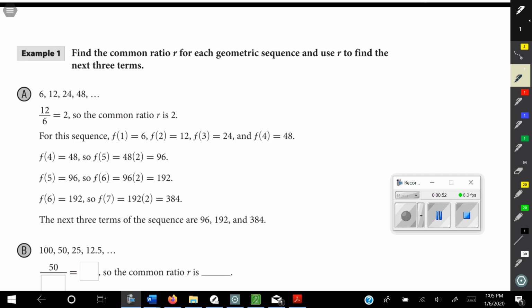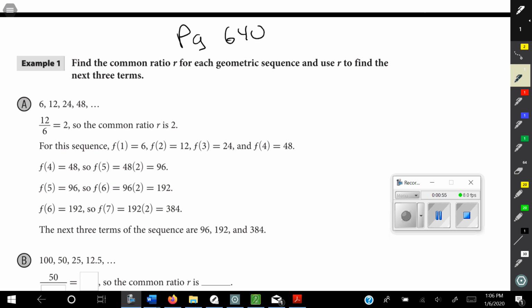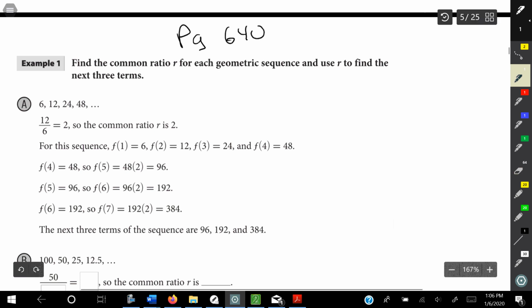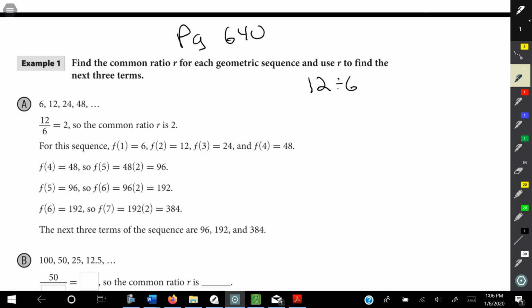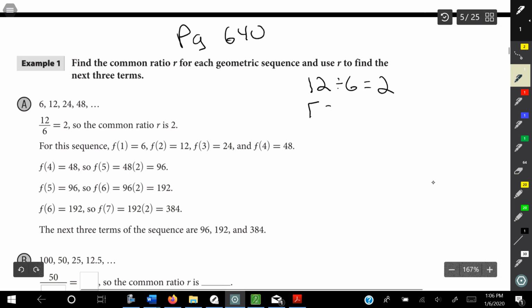Okay, here we've got a problem, and it's already worked out, but some of the terminology used can be a little bit confusing, so I'm going to try to keep it as simple as possible. What you want to do is take the second term and divide it by the first. The second term is 12. We're going to divide it by the first term, 6, and when we do that, we get 2. So our common ratio, our r, is equal to 2.